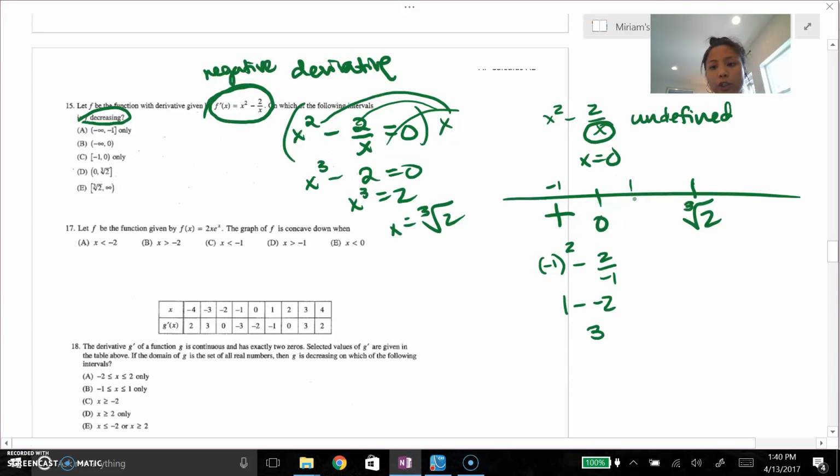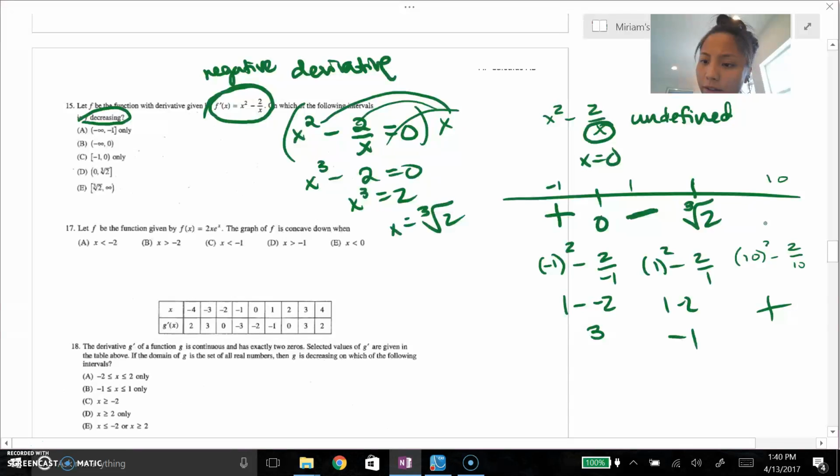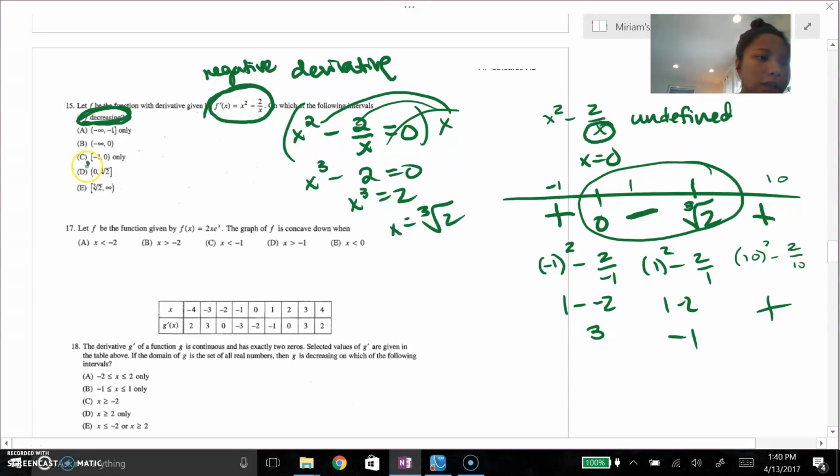Okay, so if I try 1, I'm going to get 1 squared minus 2 over 1, which is 1 minus 2, which is a negative. Okay. And then afterwards, let's choose 10. If I plug in 10 squared minus 2 over 10, it's going to be a positive. So I'm looking for decreasing, meaning a negative derivative. Well, you can spot it right here, between 0 and cube root of 2. So the answer is between 0 and cube root of 2.